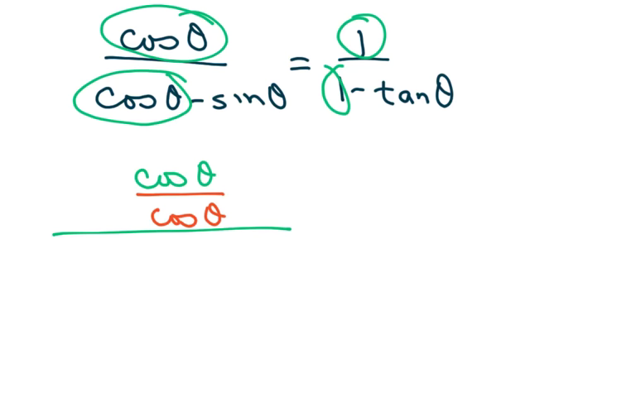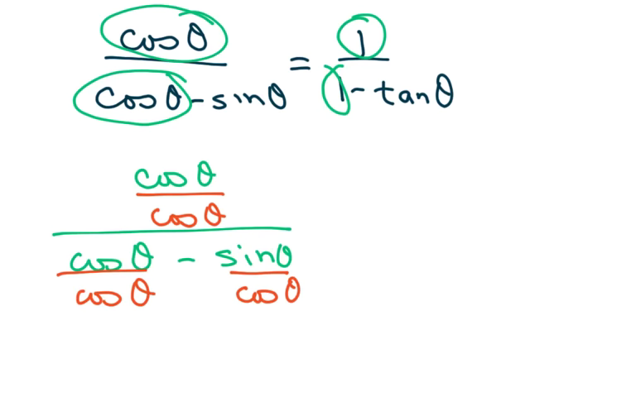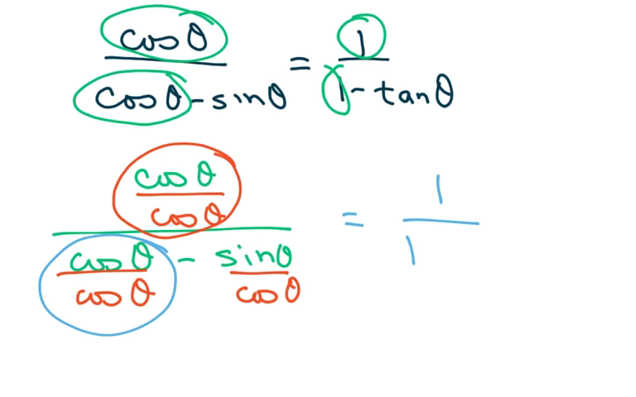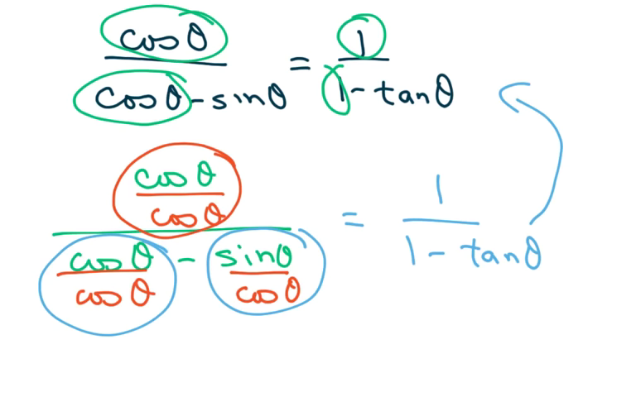over cosine of theta minus sine of theta, and I'm going to divide everything by cosine of theta. Now this equals 1, this equals 1, and this equals tan. So we matched it up and established the identity.